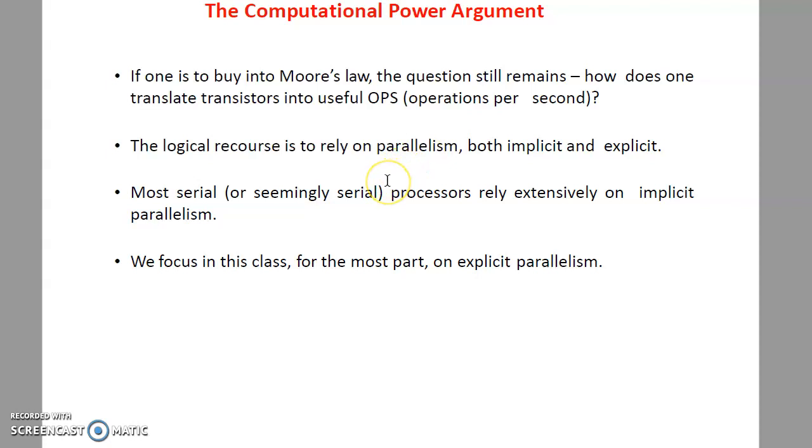Most serial or seemingly serial processors rely extensively on implicit parallelism. So most of the serial processors rely on implicit parallelism. Okay. We focus in this class for the most part on explicit parallelism. So implicit parallelism was present in serial computers, whereas the parallel computing platforms use explicit parallelism.